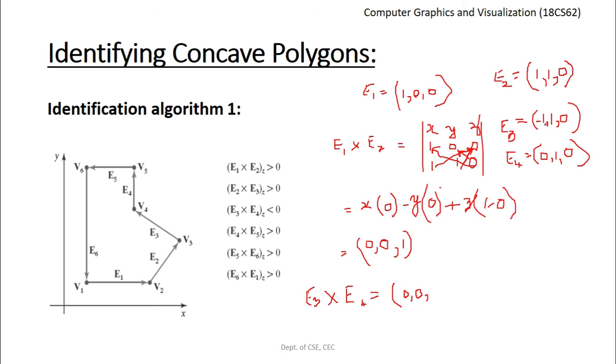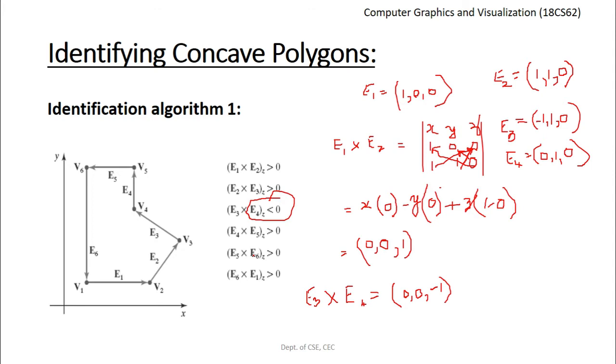Now let us come to the z component. Plus z into, how do you find the z component? 1 into minus 1 minus 0 into 1, so that is going to give us a minus 1 value, which is a negative value. The z component of E3 cross E4 is a negative value. That is what they have mentioned here, right? So we found that for some of the cross products of the adjacent edges it is positive, and some of the cross products of the adjacent edge vectors will give us a negative value. So that is one condition to check if it is a concave polygon.